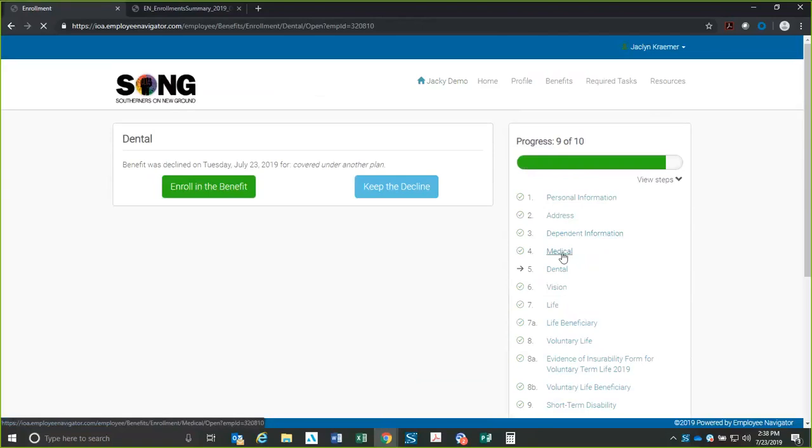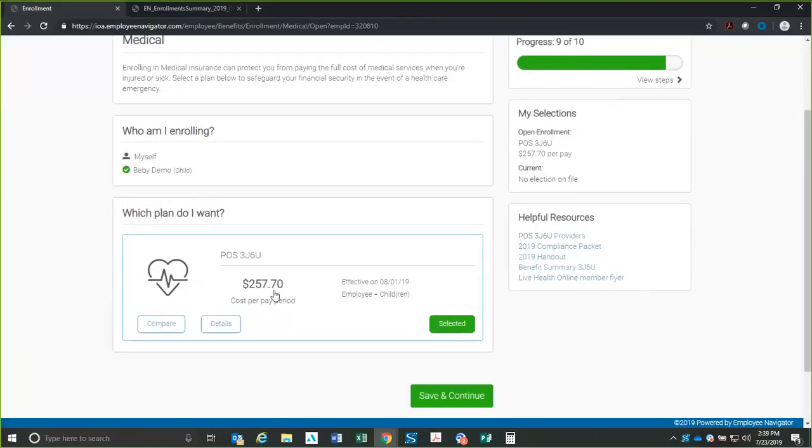So under my medical, now it shows that I have a dependent. If I didn't want my dependent, unclick, employee only. Click it, employee plus child. So it's that simple. Just make sure that you save and continue.